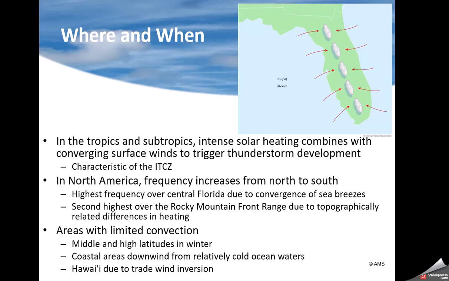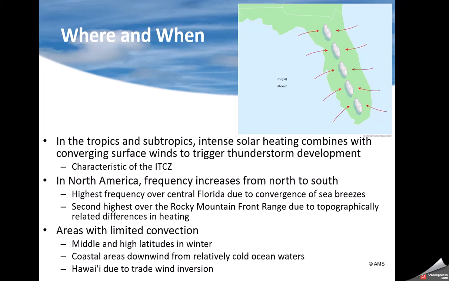Well, Florida has a warm body of water in the Gulf of Mexico, and it has the Gulf Stream right on the east side of it, both warm. And they get a lot of sea breezes, both from the Gulf and from the Atlantic. These sea breezes tend to meet in the middle of the state, forming thunderstorms.